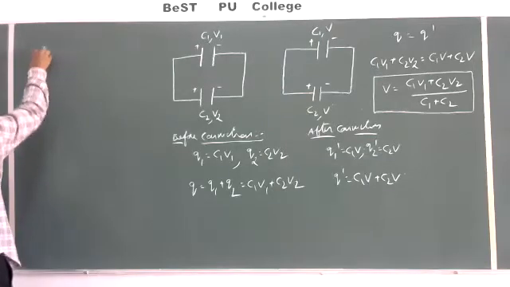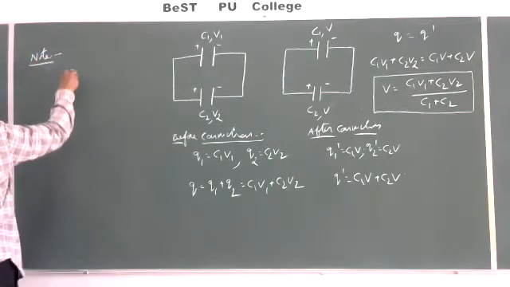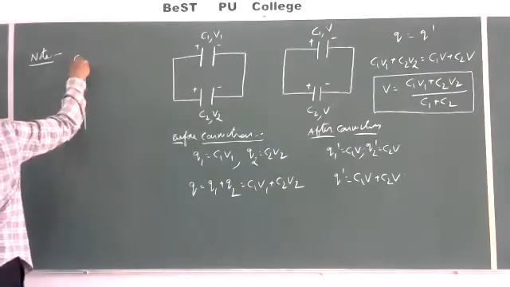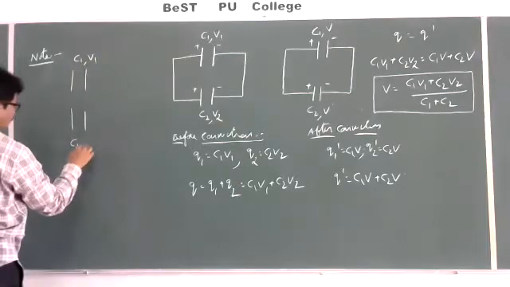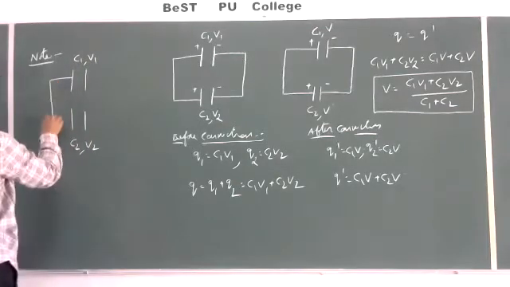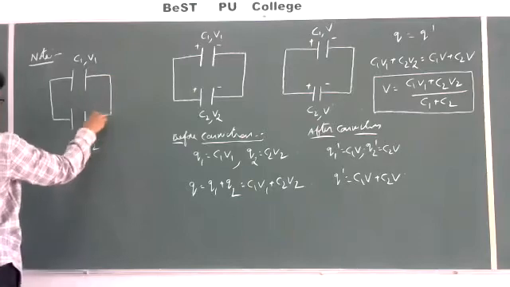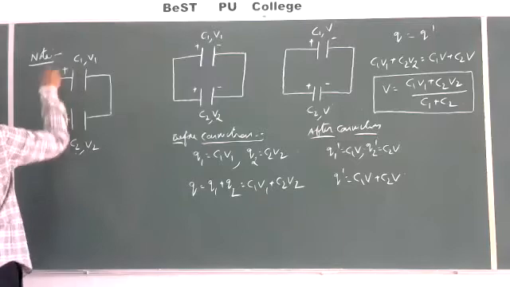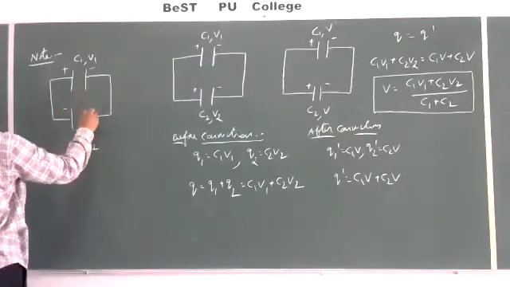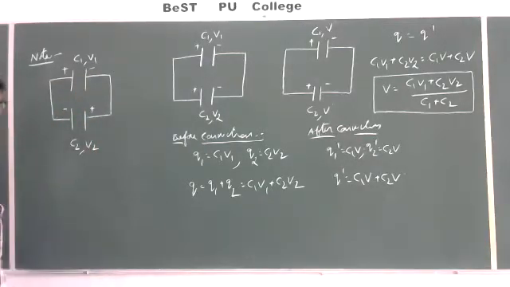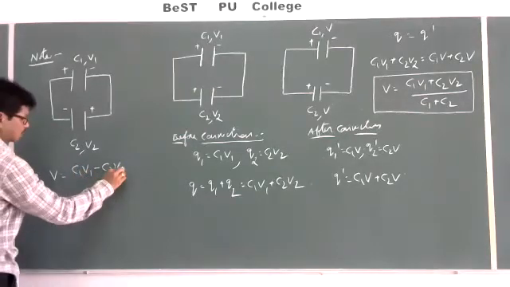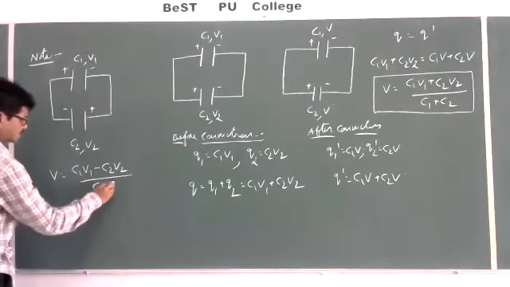Note, C1 V1, C2 V2, these two are connected like this. Now the formula when positive is connected to negative and negative is connected to positive: the common potential V is equal to C1 V1 minus C2 V2 divided by C1 plus C2.